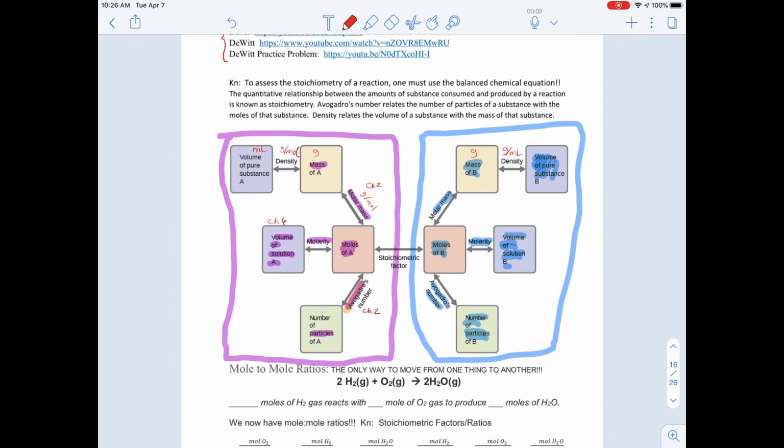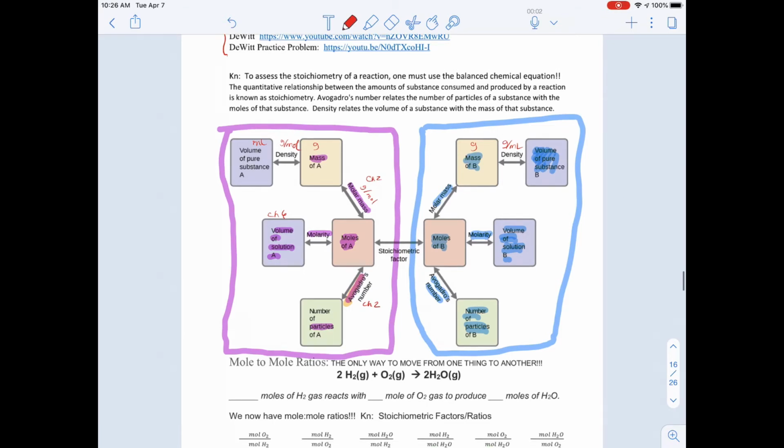Here's what we're changing in this chapter. We are introducing the idea of if you know the moles of something, you can get to the moles of something else. And the way you do that is with those balancing coefficients, those numbers in the front. We call it a mole-to-mole ratio. So we have a mole-to-mole ratio, and it's how you can move from one thing to another.